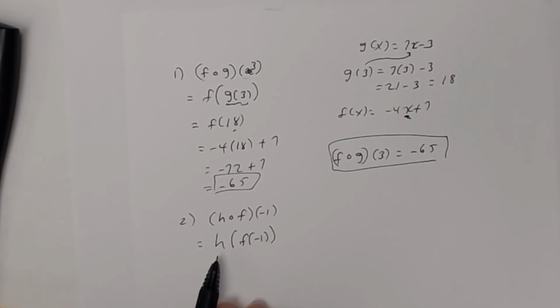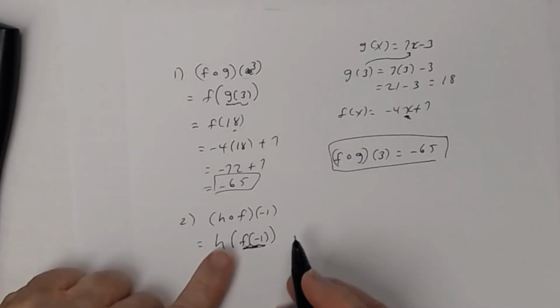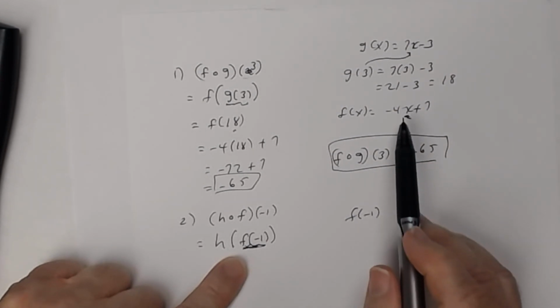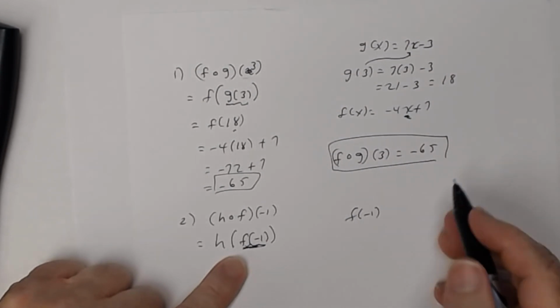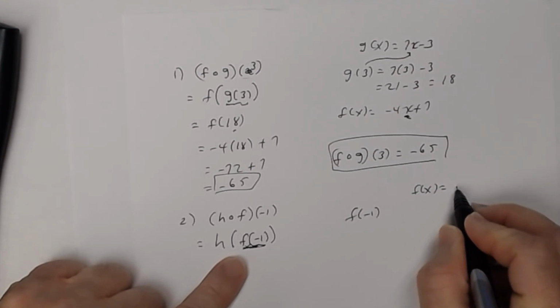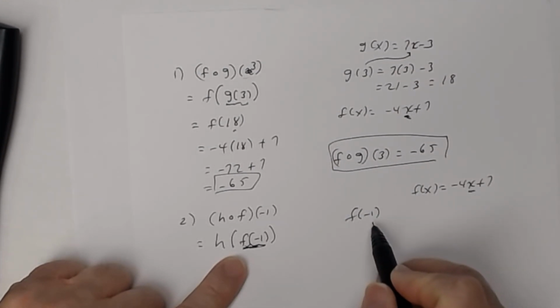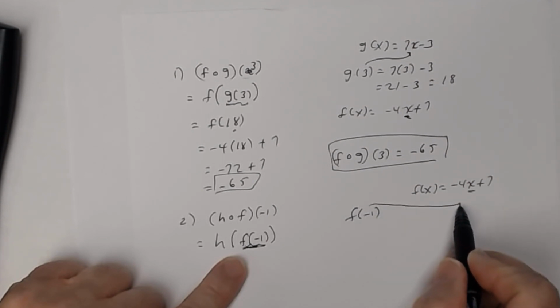That's your definition. Then, just like before, I'm going to figure out the innermost function first. So that's f of -1. And to determine f of -1, I have to go to my function f of x. So remember, this is f of x. F of x is negative 4x plus 7. So in place of x, I'm going to substitute -1. That's what this tells me to do.